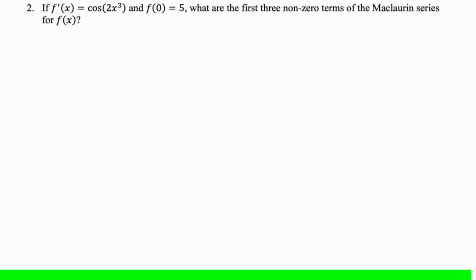If f prime is cosine of 2x cubed and f of 0 is 5, what are the first 3 non-zero terms of the Maclaurin series for f of x? So a Maclaurin series is centered at 0, which is why we're not being told to center here.